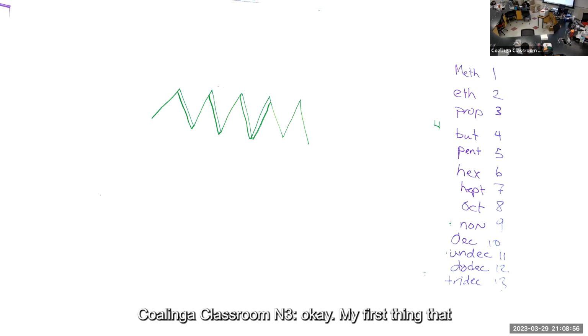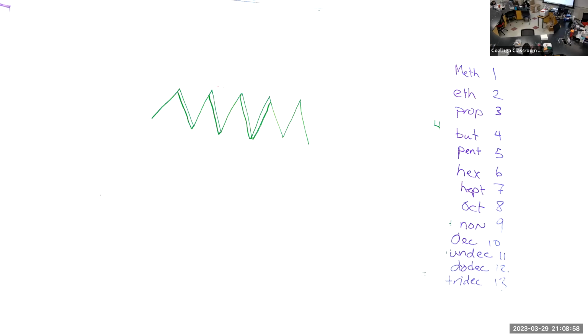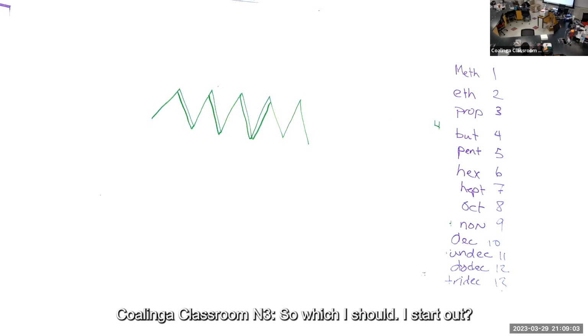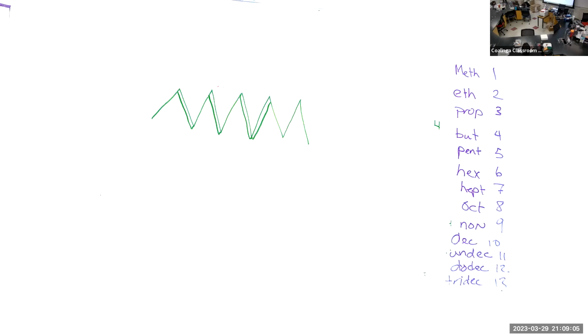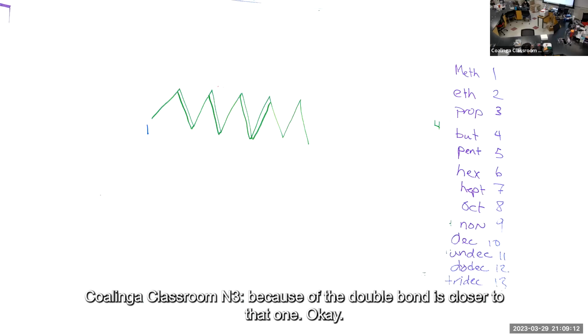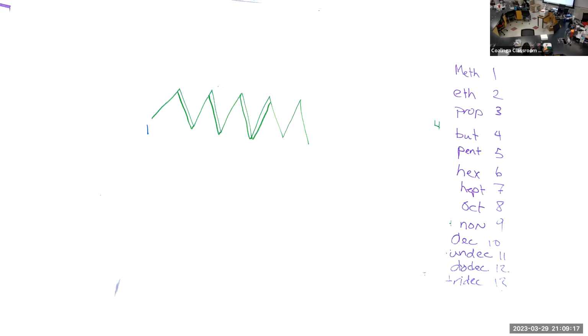The first thing that I want to do, what should I do? I should count the points. So which side should I start on? Left. And why the left? Because the double bond is closer to that one. Okay. Good. You guys get that? Yes.